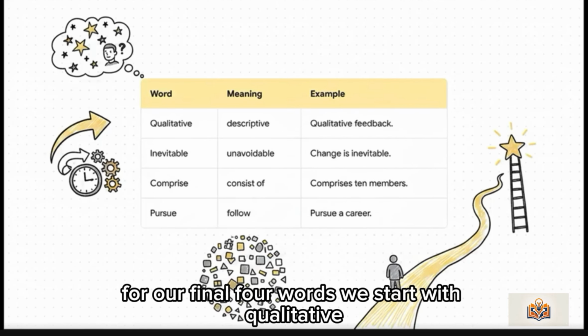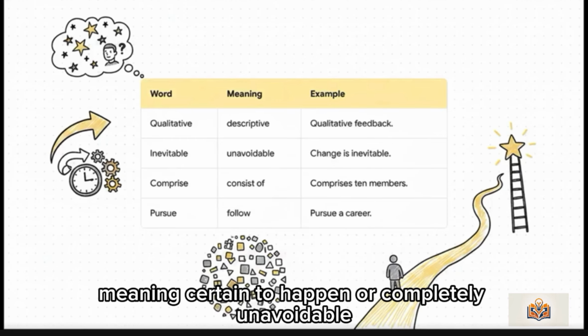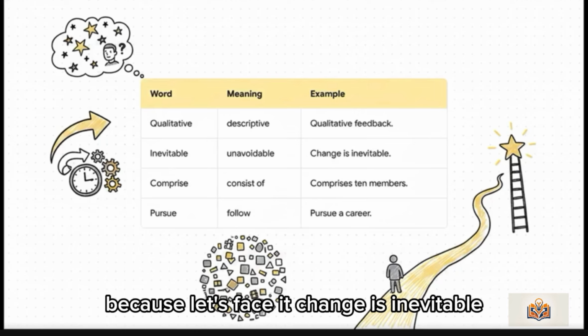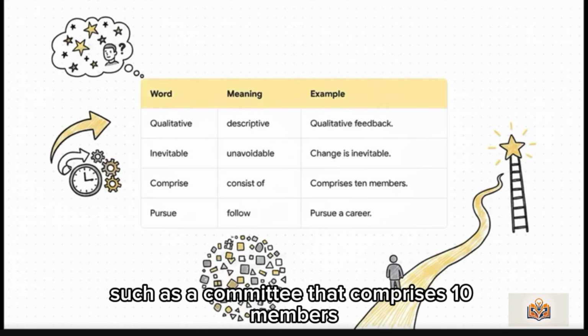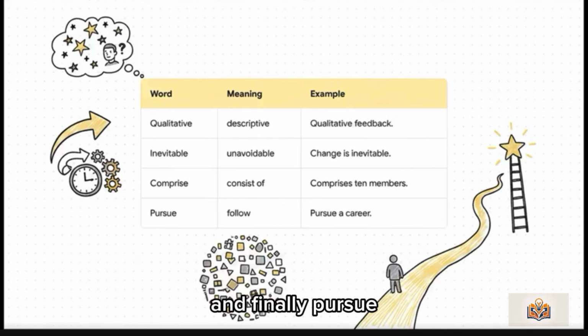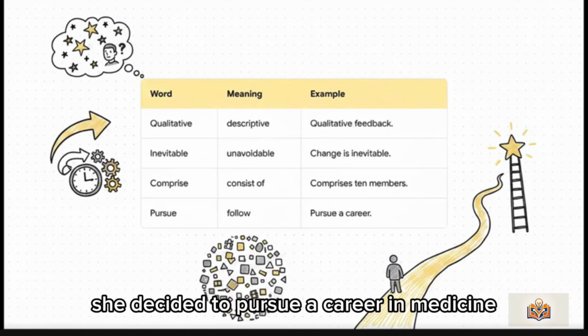For our final 4 words, we start with qualitative. This means based on qualities, not numbers. For example, we need qualitative feedback. Then we have inevitable, meaning certain to happen or completely unavoidable. Because, let's face it, change is inevitable. Comprise means to consist of or be made up of, such as a committee that comprises 10 members. And finally, pursue, meaning to follow or work toward a goal. She decided to pursue a career in medicine.